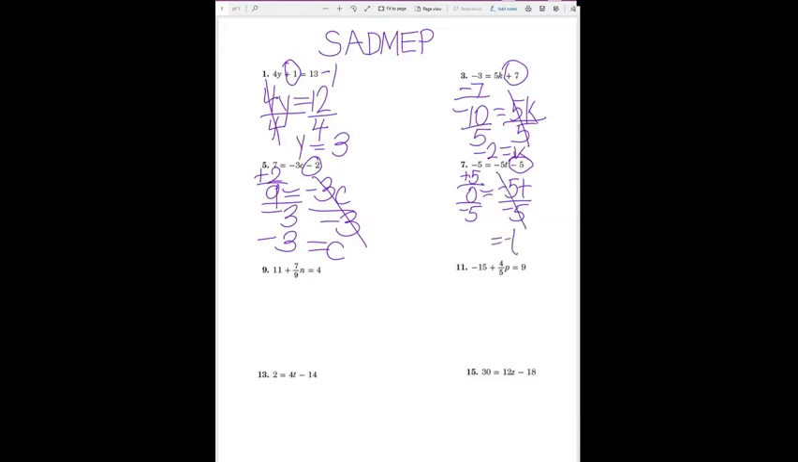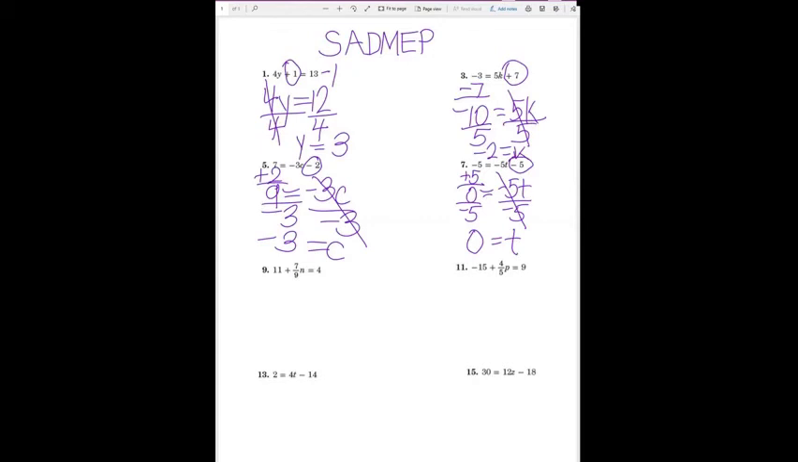Bring down your variable t. Now we need to divide 0 divided by negative 5. You cannot divide anything by 0, so the answer is 0. Let's move on to number 9.